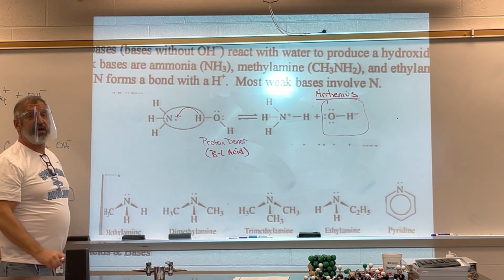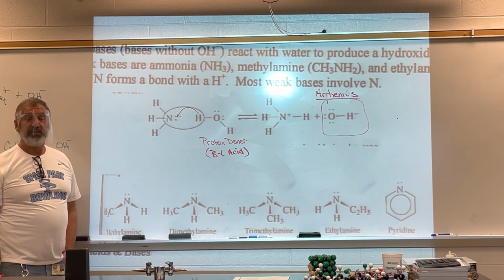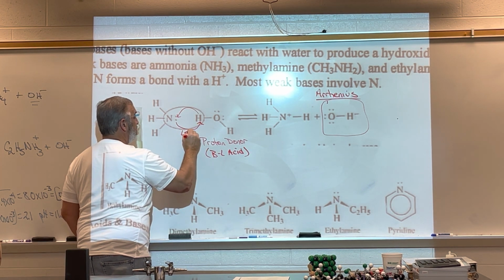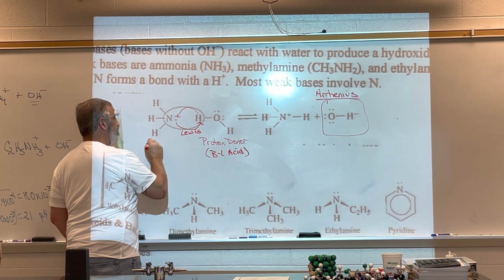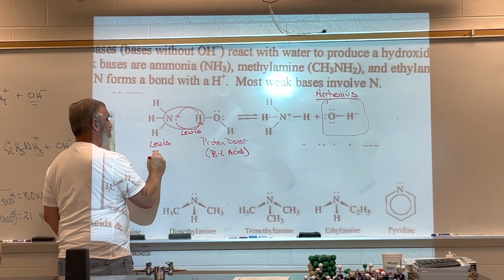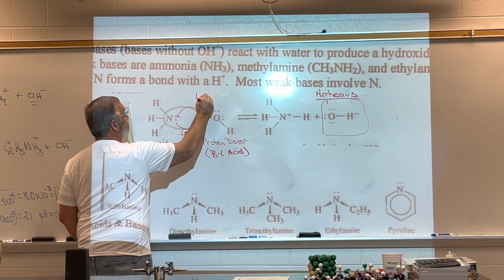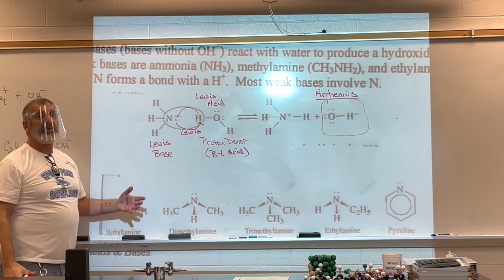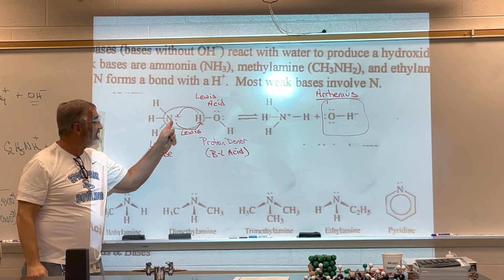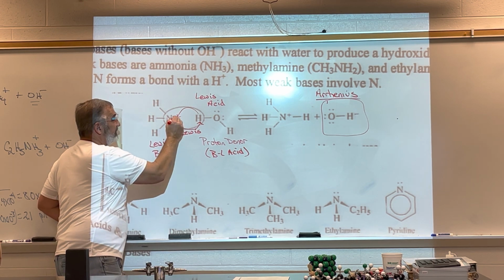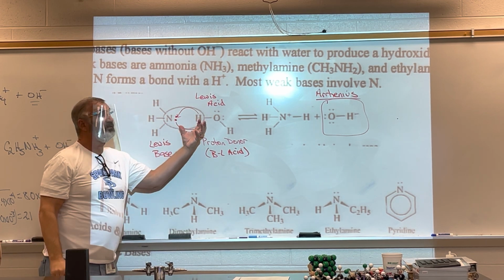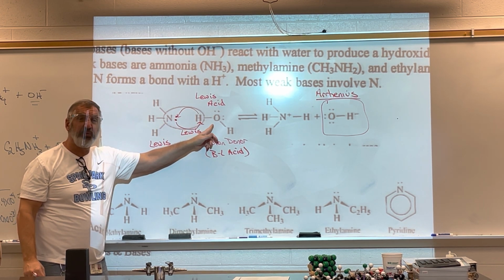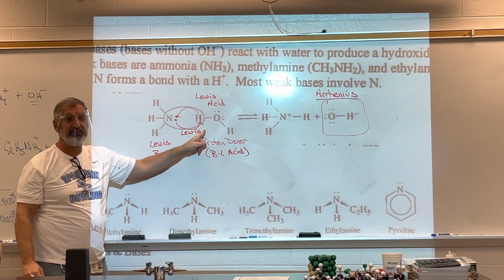But according to Lewis, what's happening? Lewis is saying that the electrons are being donated to the hydrogen, and so therefore this is a Lewis base. This is a Lewis acid. But in terms of weak bases, you're going to see that anything that has a lone pair of electrons like this, if it can accept a hydrogen from the water, if it can break the water apart, it's going to produce the hydroxide.